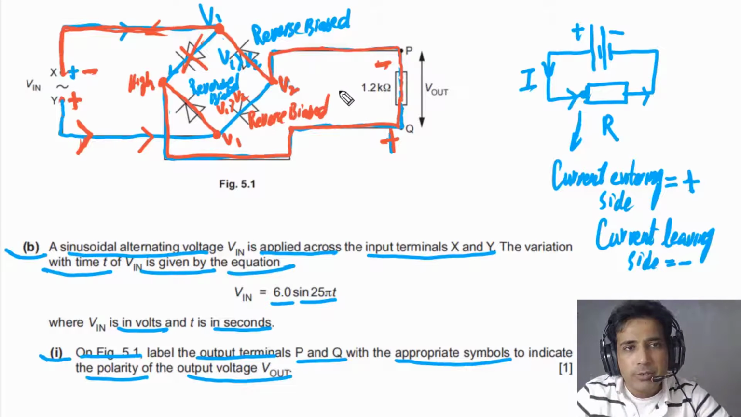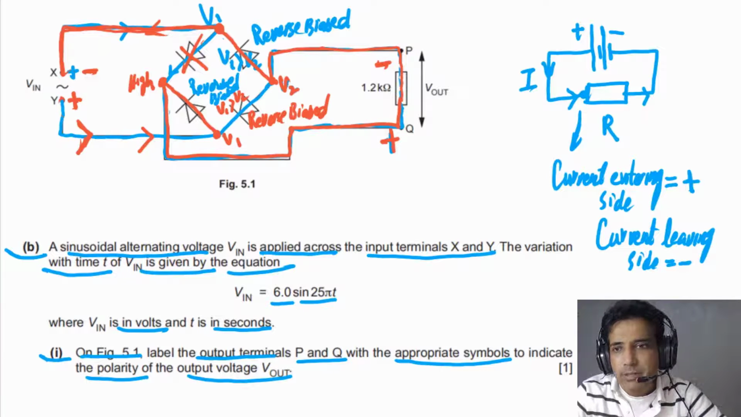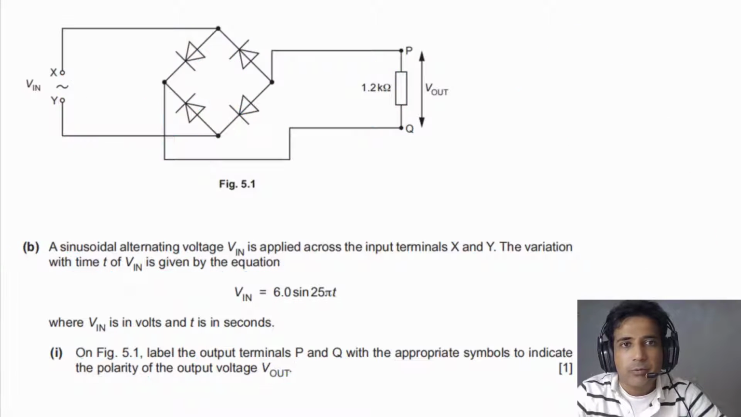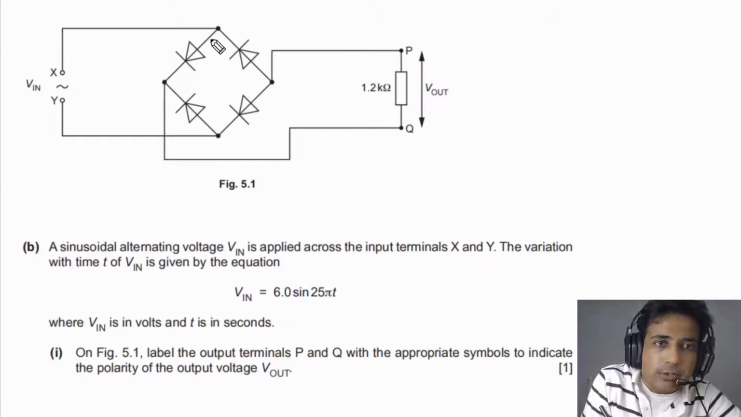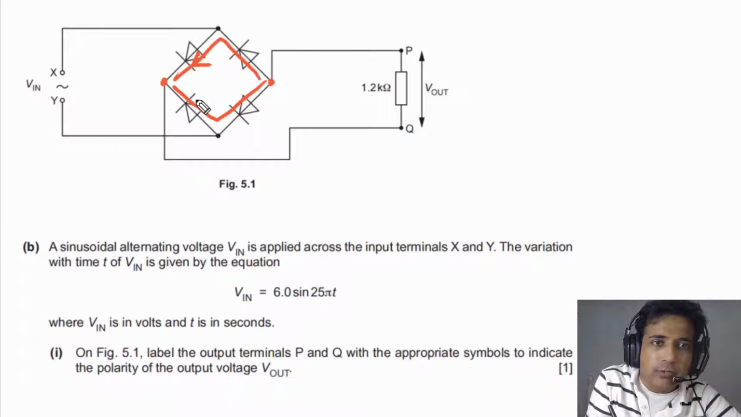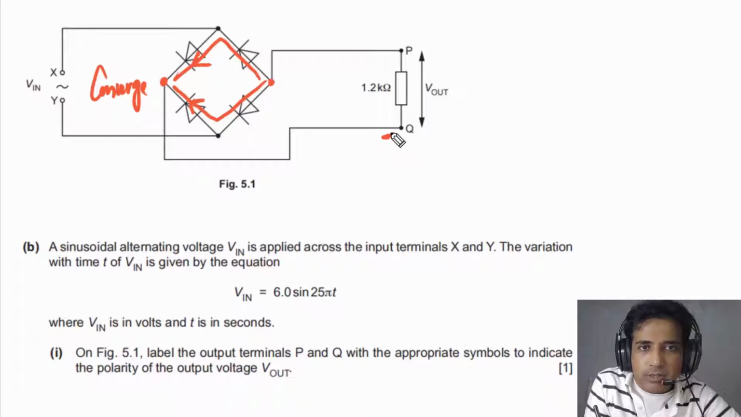Now let me explain this one using a different method, or simply you can say a shortcut. First of all, I will clean this one and then I will explain one shortcut. If you look at these diodes, look at this junction and also look at this junction. At this junction, you can see these diodes converge. So they converge at this point, and this side has to be connected with positive.